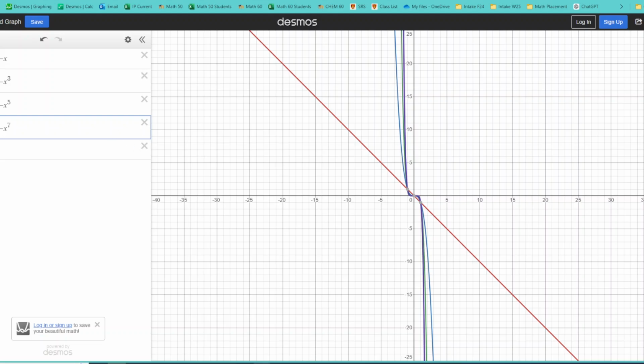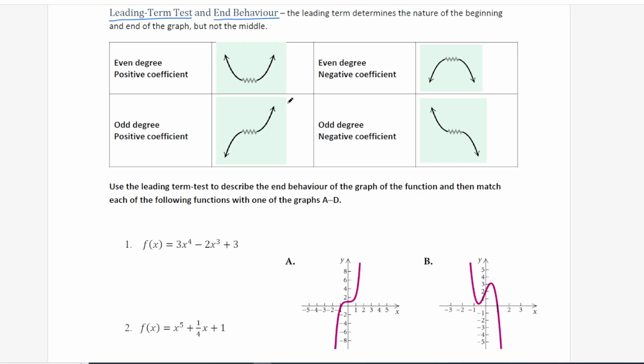So if we go back to our note, right, when we look at our odd degrees, our odd degree with a positive coefficient starts down here in quadrant 3 and ends up here in quadrant 1. All of our odd degrees with negative coefficients start up here in quadrant 2 and end down here in quadrant 4. Now, you by no means need to memorize this. I'm going to show you on your formula sheet where to find this information.